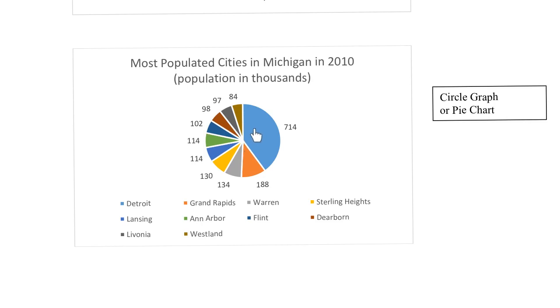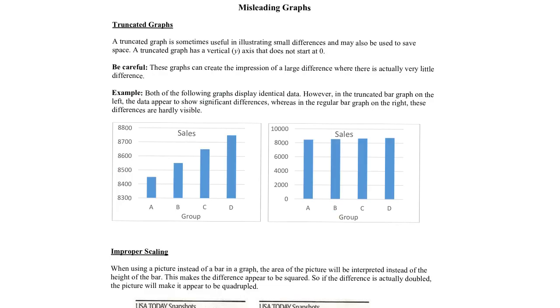So again, you want to try to avoid these if you can, because whenever there's going to be an error in interpretation, it'll be easier for that error to happen if you use a pie chart. So another thing we have to be careful about is a truncated graph.